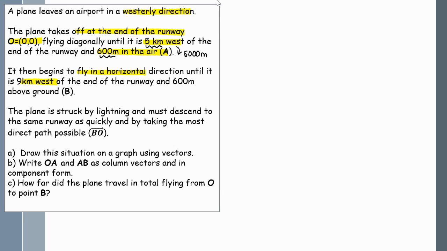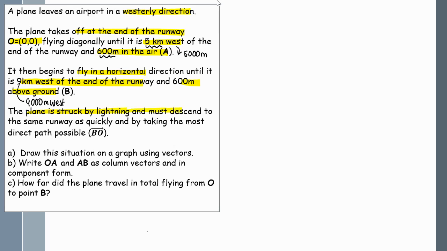First, notice here, we have kilometers and meters. Always swap it to one unit, so either meters or kilometers. I'm going to choose meters. After I did this question, I realized it was probably nicer to do kilometers, but really it's up to you. Let's stick with meters for now.